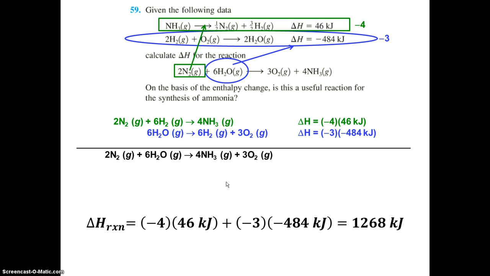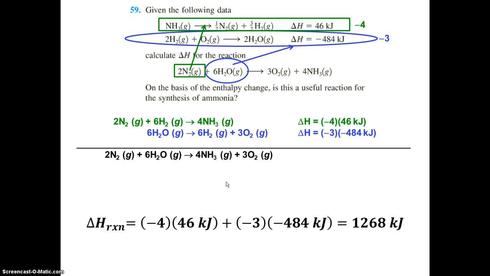And so my delta H should be the sum of those 2 steps. So take negative 4 times 46 kilojoules and add it to negative 3 times negative 484 kilojoules, and see that this reaction requires 1,268 kilojoules of energy to happen.